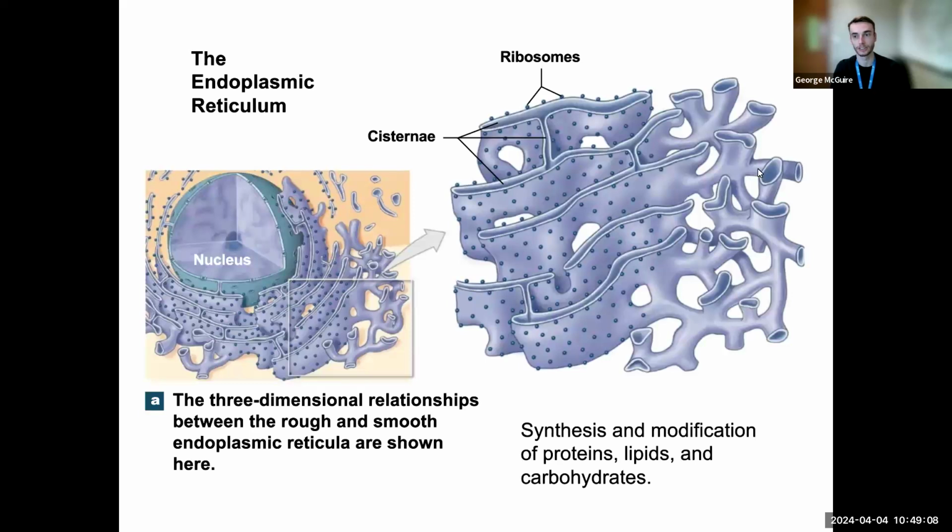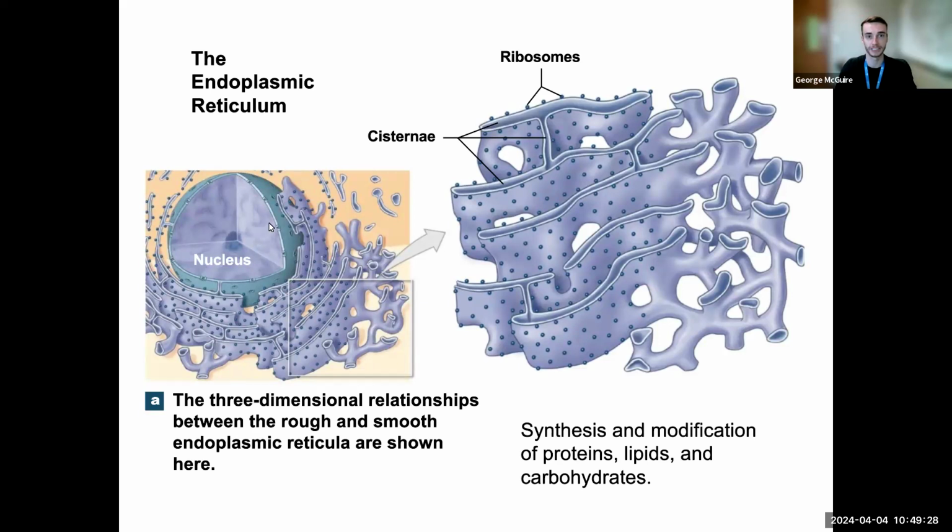And so we're going to start off with this endomembrane system by looking at the endoplasmic reticulum, because most of what is being transported throughout the cell in these membrane-bound vesicles is going to be proteins. And the endoplasmic reticulum does a lot for protein creation and protein modification.